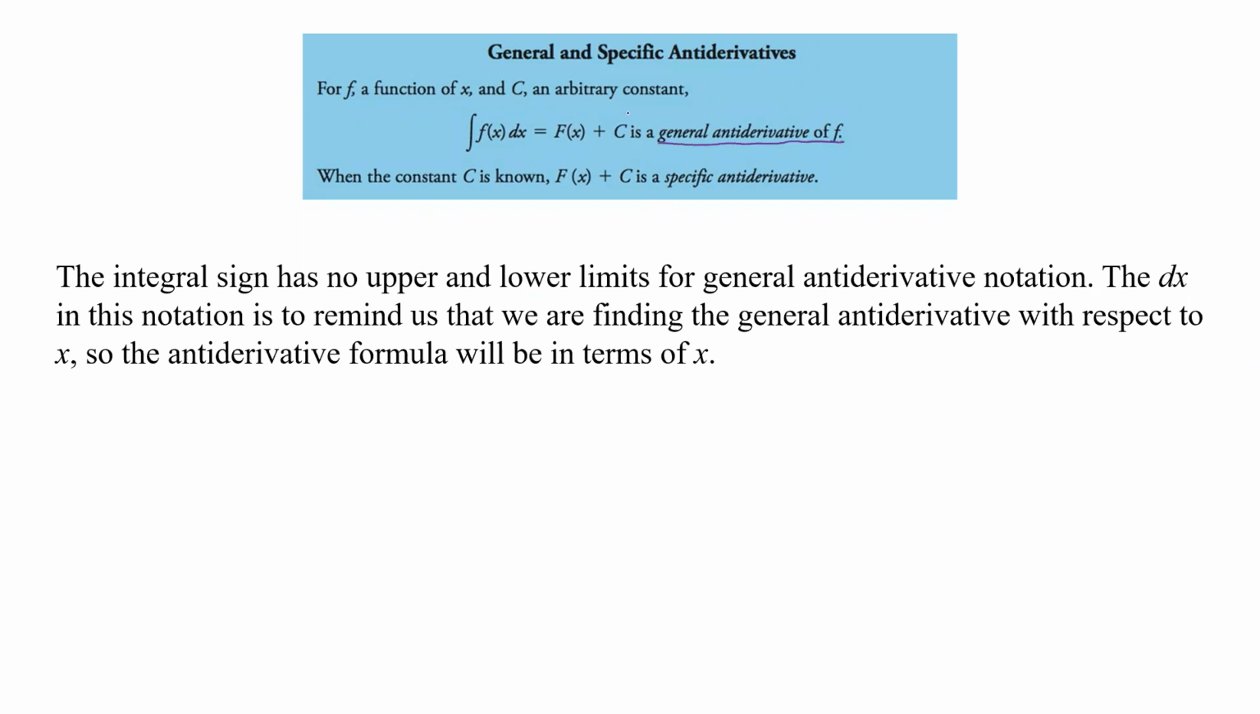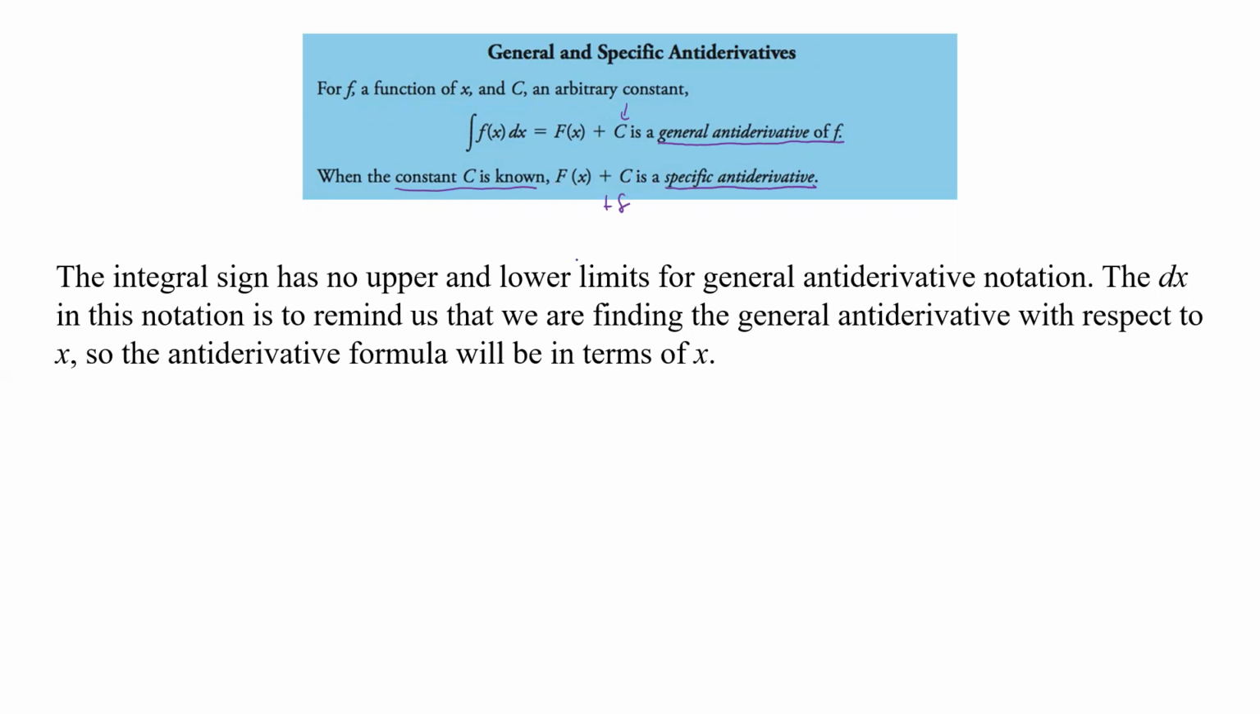So the general one is when we just have c. But we have a specific one when the constant c is known. So F of x plus c, c known, maybe that's plus 8. That's a specific antiderivative. So that's the difference between general, where we just keep the c, and specific, where we actually have some number known.